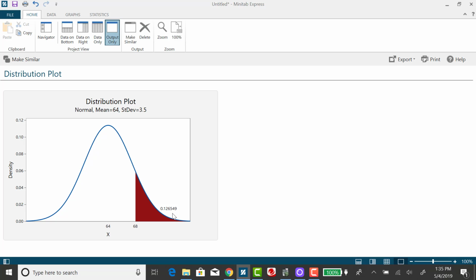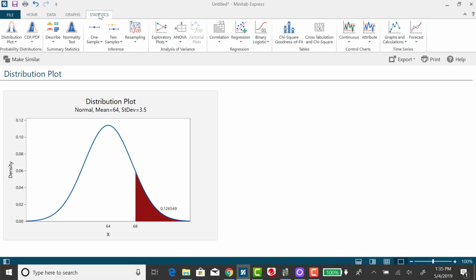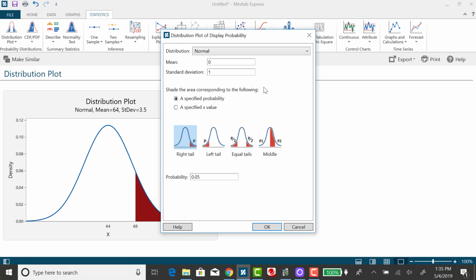To answer the second part, I want to find the percent of women who have a height less than 62 inches. Going back to Statistics tab, going back to my distribution plot, down to normal probability. Again, changing this to 64 and 3.5. It would be very handy if it saved these values like the TI-84 does.